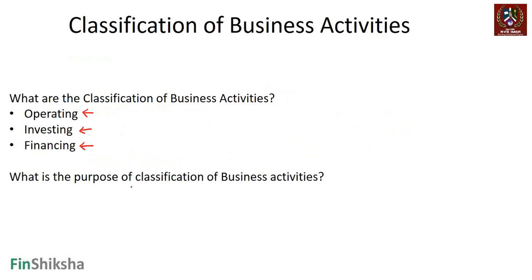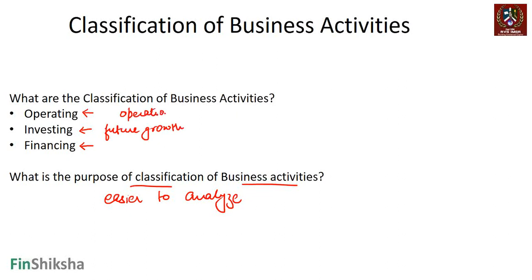What is the purpose of classification of these business activities? It makes it easier to analyze what the firm is doing, on an operating level. Is the firm actually investing in future growth? Are they operationally making money? Operationally, how's the performance on an operational level? And where is the money coming from? What is the source of money for the firm?